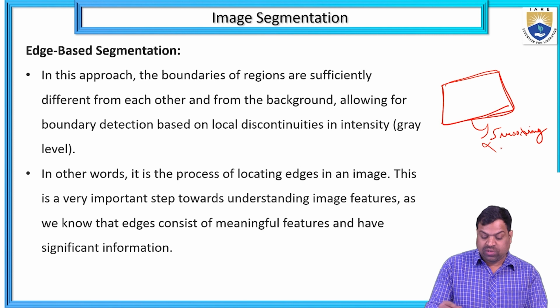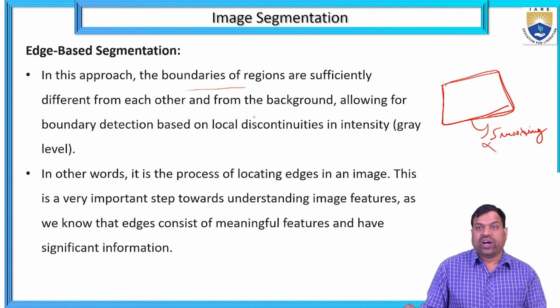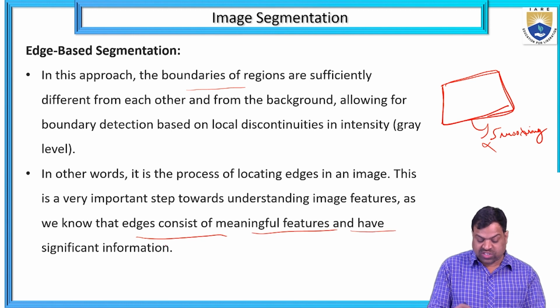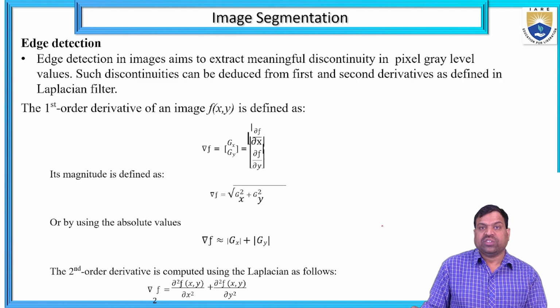The boundaries of the regions are different from each other and from the background, allowing for boundary detection based on local discontinuities in intensity or gray level. In other words, it is the process of locating edges in an image. Edges consist of meaningful features and have significant information. So edge detection aims to extract meaningful discontinuity in pixel gray level values.